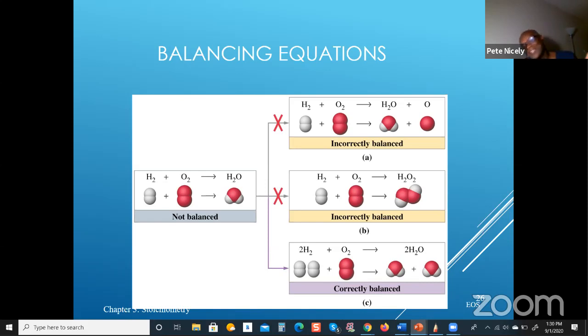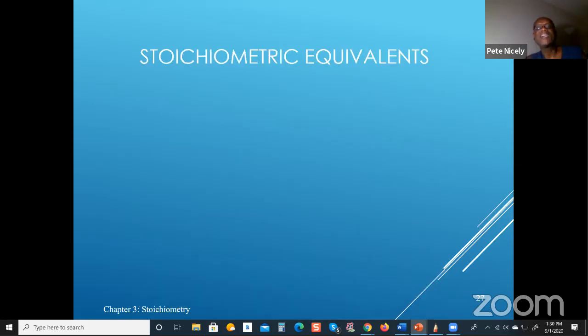So basically, what you need to do is make changes to the coefficients. You don't add any extra element. You don't make any changes to the subscripts. You make changes to the coefficients. And in more complex examples or more complex problems, you have to go back and forth between the reactants and products when you make changes in the coefficients. And therefore, at this stage, it's somewhat of a trial and error process, all right? So that's basically how that is done.